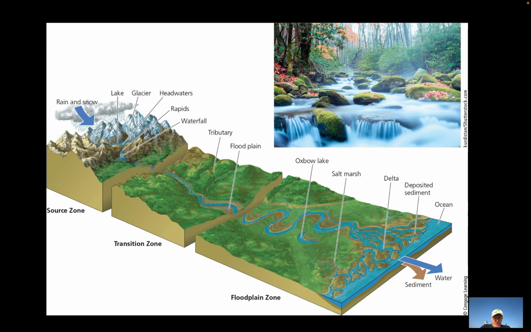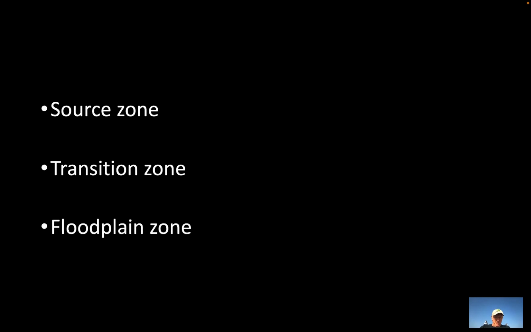And then in the floodplain zones, like I said, there are going to be more nutrients down there, and that way you can have lots of growth. Not as much dissolved oxygen, and the temperatures are a little bit higher too. All these things should make a little bit of sense, I suppose. All right, so we've talked about the source zone, the transition zone, and the floodplain zone.